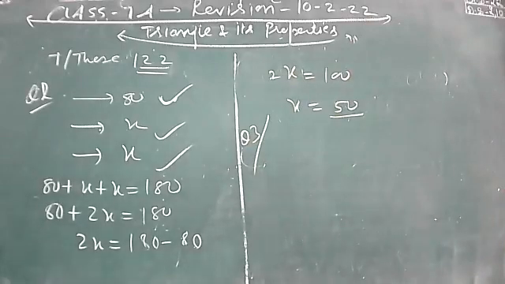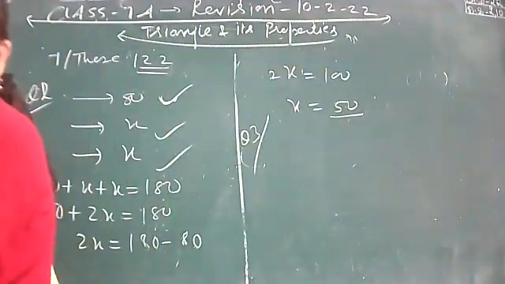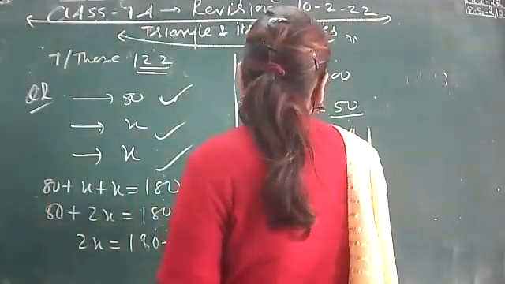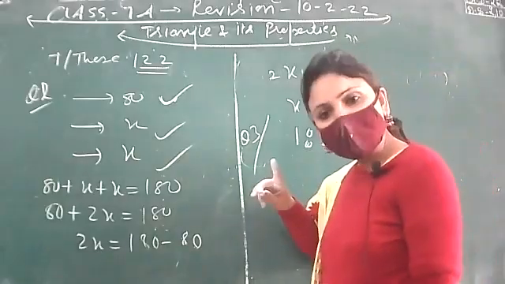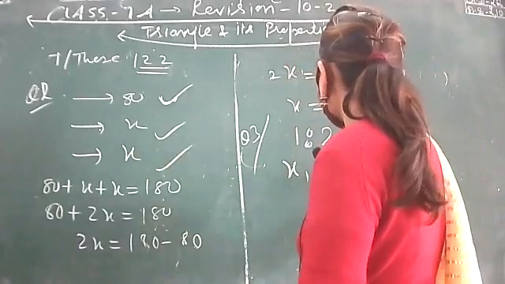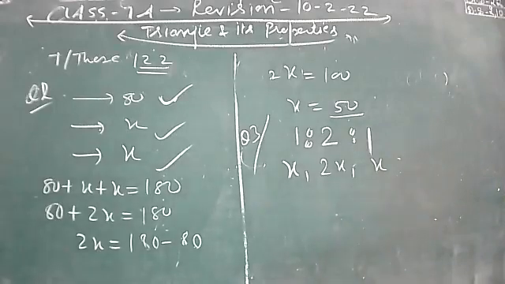On the demand of Ravjot Singh, let us start with the third question from this Try This. Question number 3. The three angles of a triangle are in the ratio 1:2:1. Find all the angles of the triangle. The ratio of the angles is given to us, so we will let the angles be: 1 gives 1x, that means x, 2 gives 2x, and 1 gives x. Let the three angles be x, 2x and x.